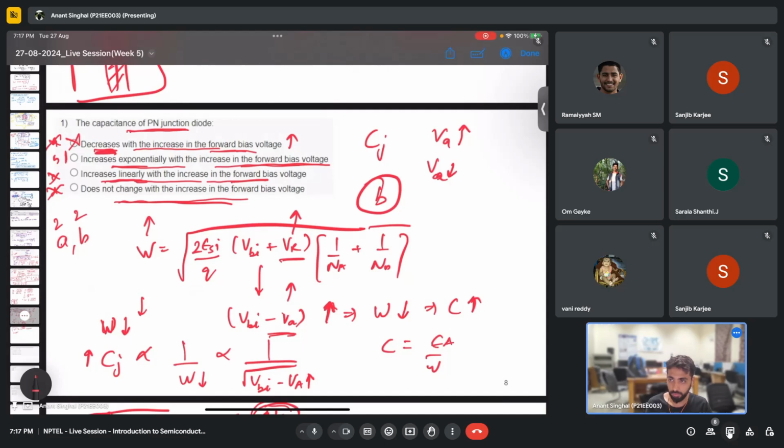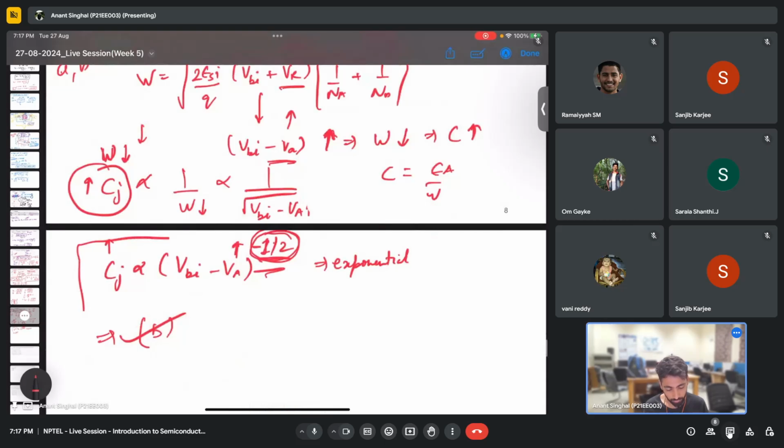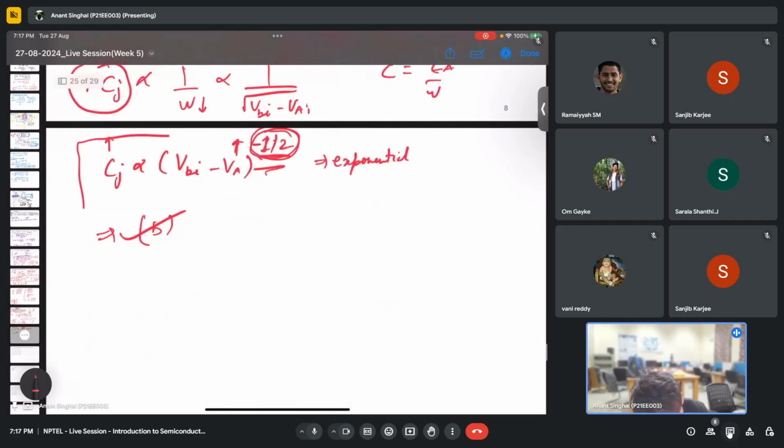Does it make sense? First of all, we are sure that if we increase the forward bias, we will have a higher capacitance. So the answer would be either B or C. C cannot be the answer because it is not increasing linearly, since we have some power dependence. And it does not even say what kind of p-n junction we are using. So let me give you some more information.